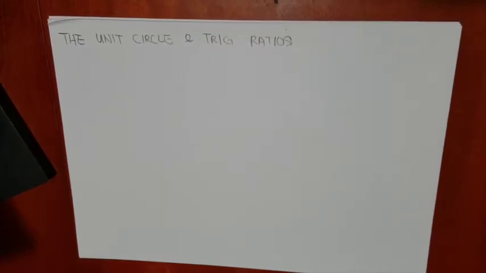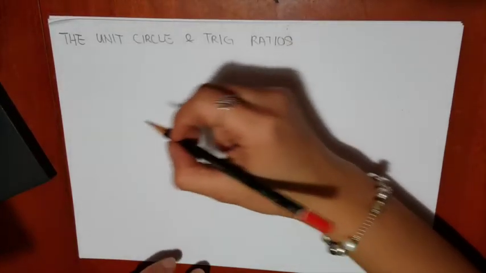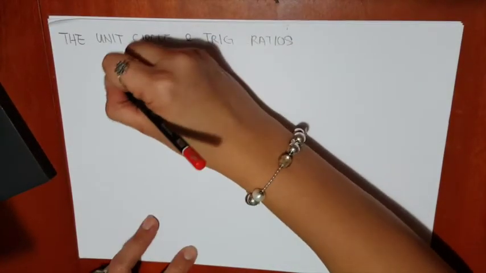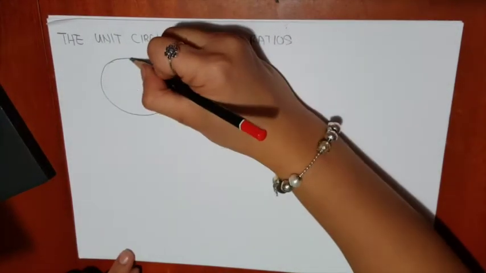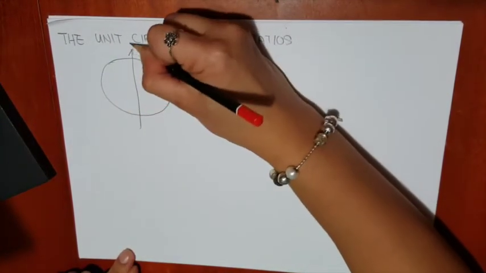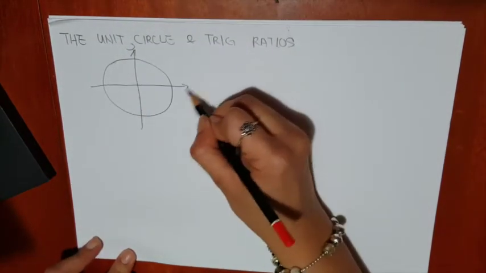So for this topic, we are talking about unit circle and trig ratios. So what's a unit circle? A unit circle is actually a circle within a Cartesian plane. A Cartesian plane is a plane with the y-axis and also the x-axis.